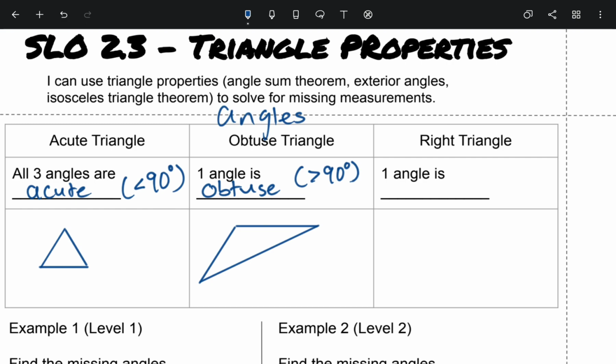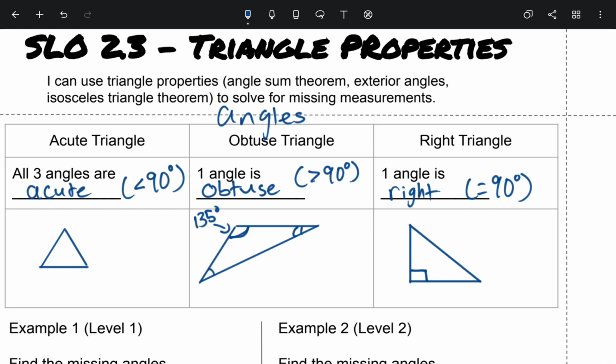And it might look something like this. This is just an example. Let's say this angle is 135 degrees. These two angles are going to be less than 90, whatever they are. And last but not least, we have a right triangle, which, as the name implies, has one angle that is a right angle or equal to 90 degrees. And it might look something like this. And we can use that little square in the corner to say, hey, this is a right triangle.